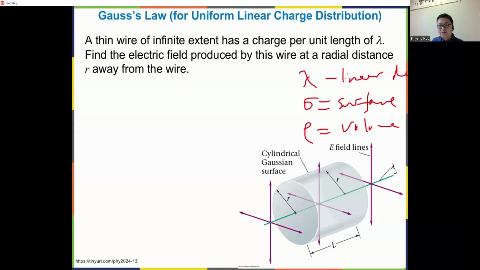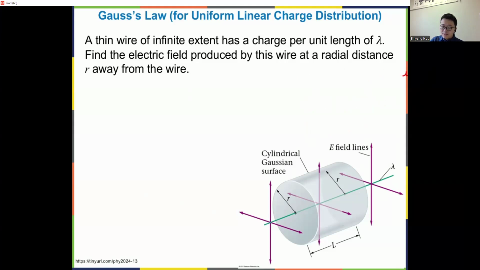For line density, lambda means line charge density. You have a line that has charge uniformly distributed through it. It's asking what would be the E field produced by this wire at the radial direction, a distance R away, somewhere there. And because it's infinitely long, you can take a cylindrical surface here, or draw a cylinder, whose surface is called a cylindrical surface.